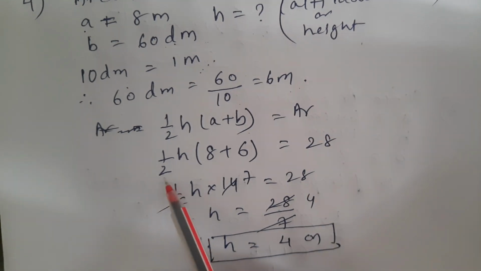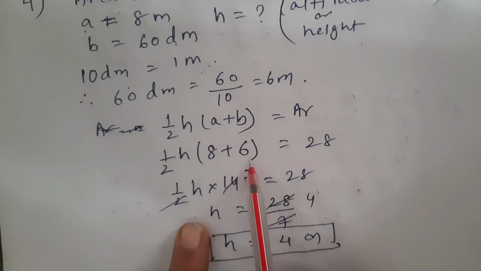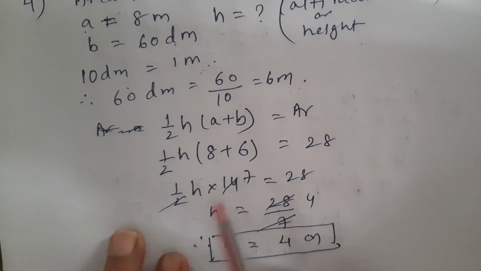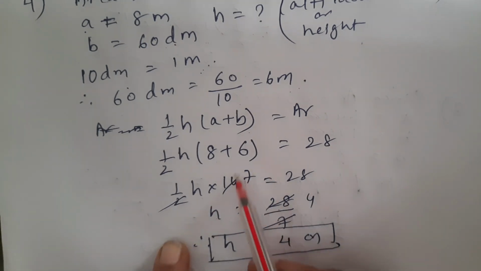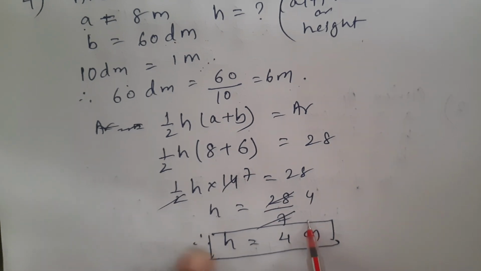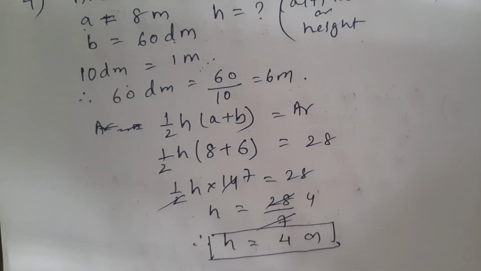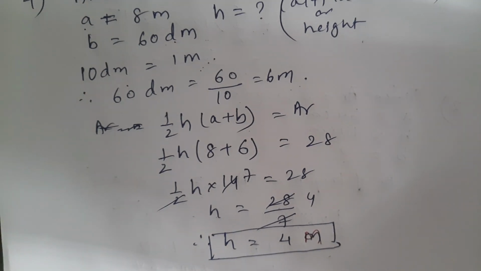Now replace all the values. Half h. One of the parallel sides is 8, other is 6. So we added them. So it's 14 is equal to area 28. Now cancel out. 2 sevens are 14. To find height, again the 7 will come to division. So 28 upon 7. 4 sevens are 28. So our height is 4 meter. If all the units are in meter, keep the final unit as meter.